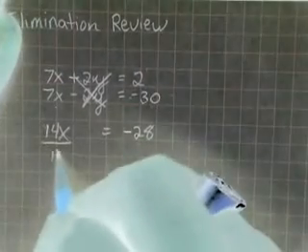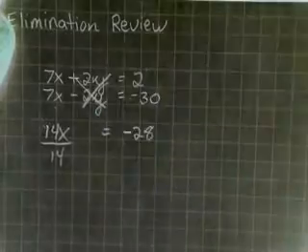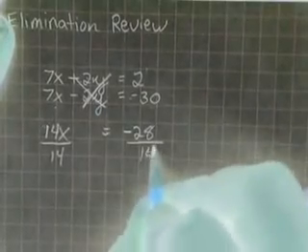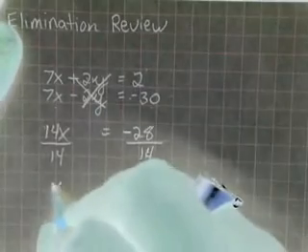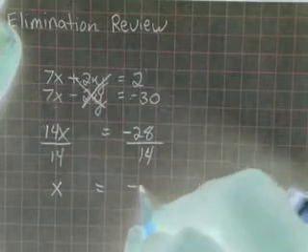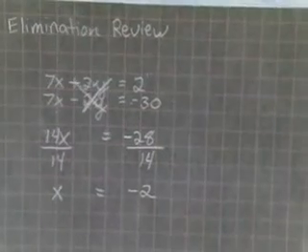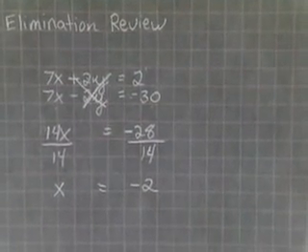Then we would solve for x. The whole point of doing this was so the y's would cancel. Divide both sides by 14. So you end up with x equals negative 2. So that's a quick review of elimination. Well, that's not quite enough of a review. Let's continue that review and do a problem like this one right here.